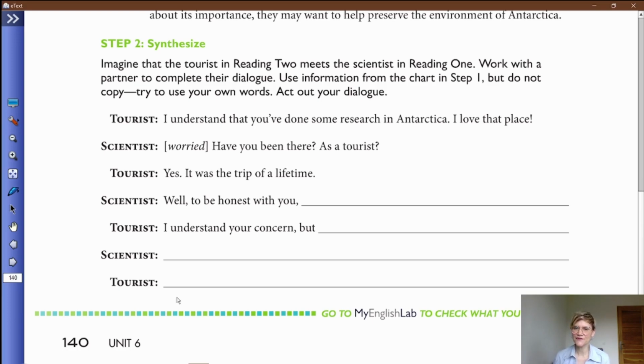I understand that you've done some research in Antarctica. I love that place. Have you been there as a tourist? Yes, it was the trip of a lifetime.